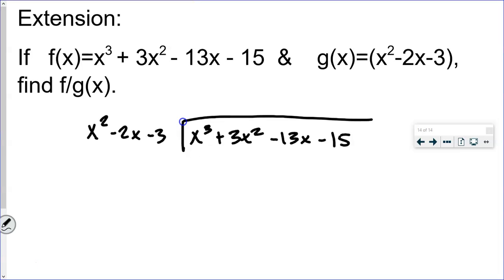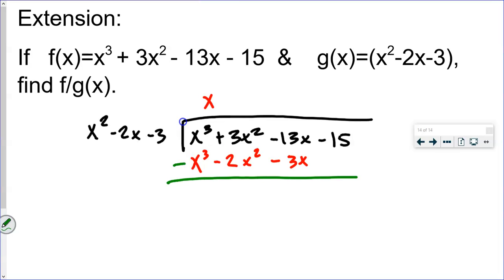Okay, so what do I have to multiply by x squared to get x to the third? Just an x, right? So we're going to multiply all these by x, right? So that's x to the third. This is minus 2x squared minus 3x, right? So once again, we're changing all our signs. Yes, minus, plus, plus. So that's going to give us 5x squared. And this is going to give us minus 10x. And we're going to bring down that negative 15, right?